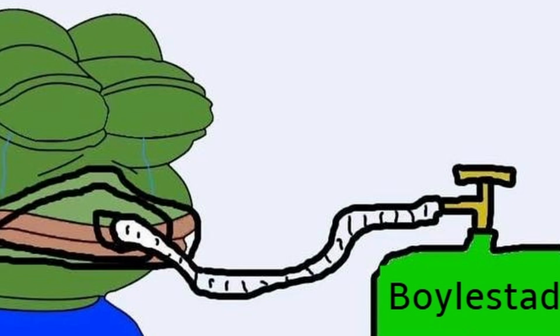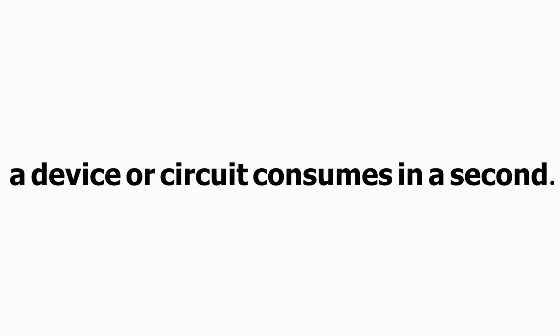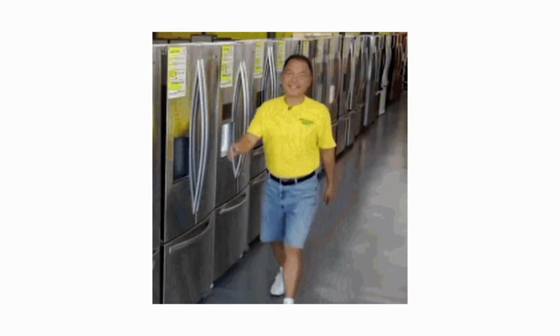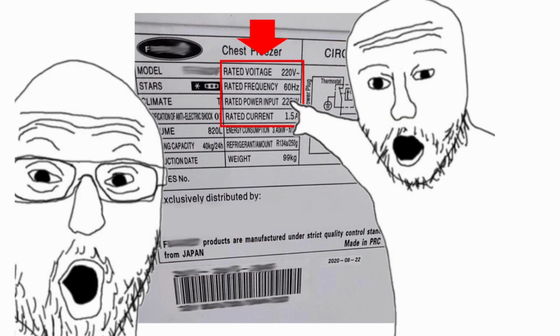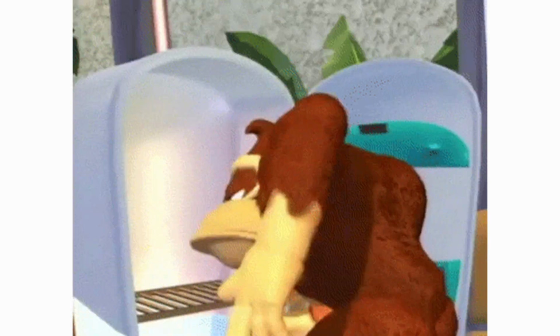Alright, yeah, I'll explain to you what power is. Just give me a break. Alright, let's go. Power is no more than the amount of electricity a device or a circuit consumes in a second. This is useful to know when you are looking for new appliances, because the power of the device is represented by the watt.